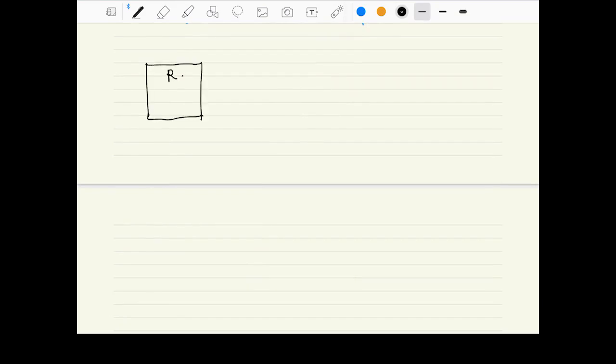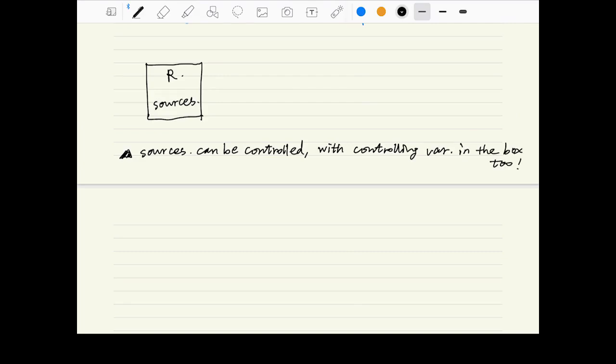So let's come to the concrete step of computing the equivalent variables. Here is a black box with resistance and sources. The sources here can be controlled sources, but the controlling variable should also be inside the box. If not, you cannot get the equivalent circuit.